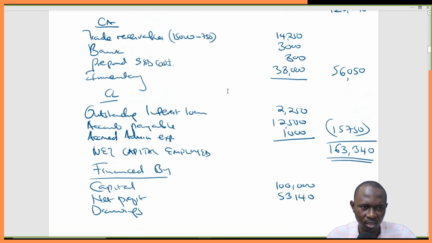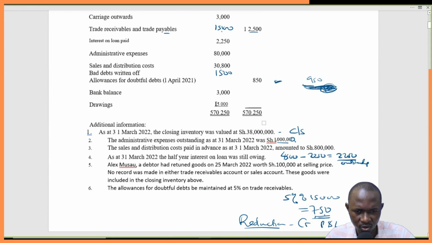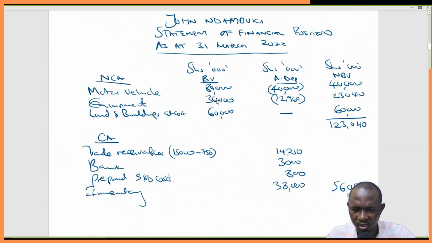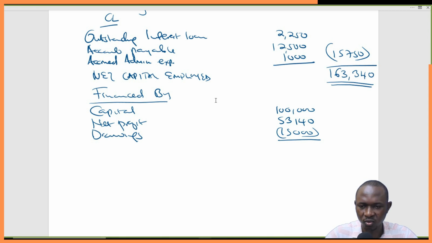Drawings are in the question. So drawings is how much? Drawings is 15,000. This is money that was withdrawn by the owner of the business. So we less 15,000. It is 100,000 plus 53,140 minus 15,000. This gives us 138,140.